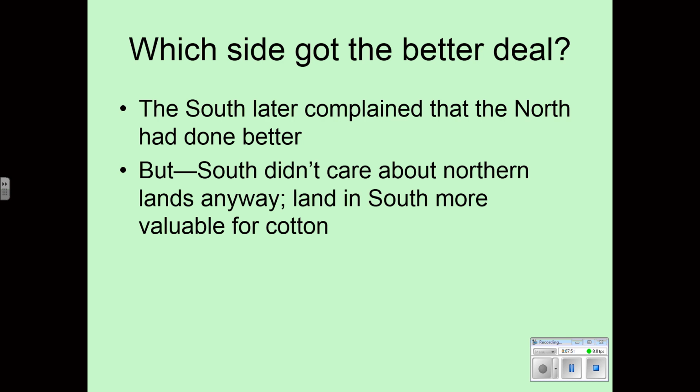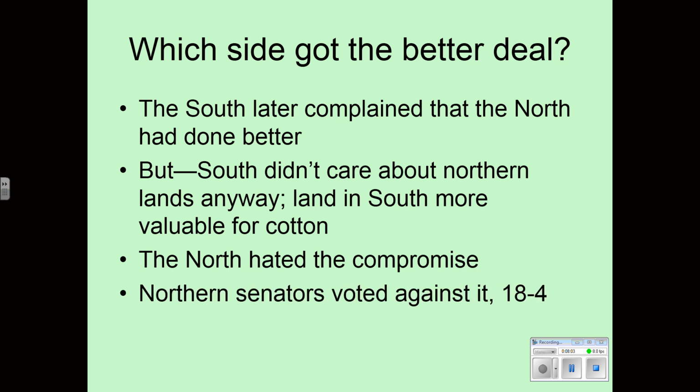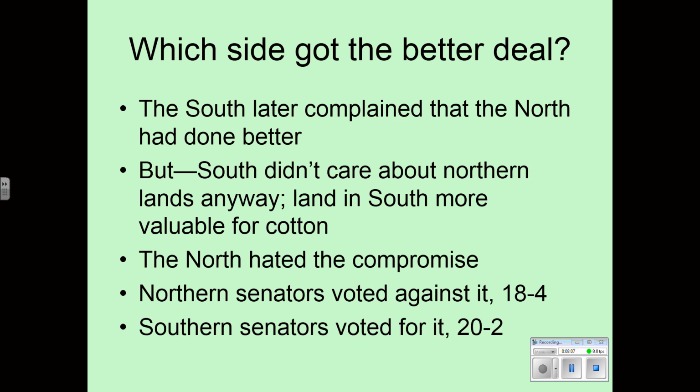So the South really didn't care that much about those lands. They were often considered more or less wasteland anyway. The North actually was the region that hated the compromise. Northern senators voted against it, 18-4, but Southern senators voted for it, 20-2. That's why it passed, because the South is really the region that passed it. Now, later on, they would conveniently forget that and complain about the Missouri Compromise.